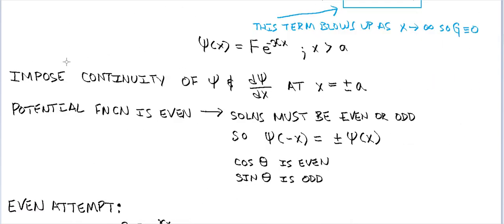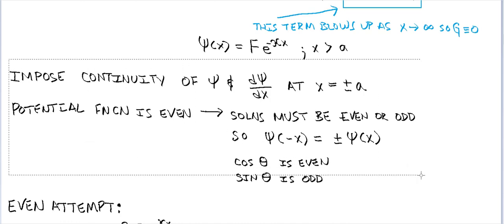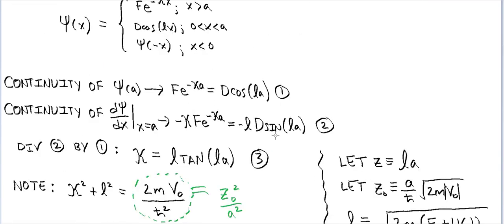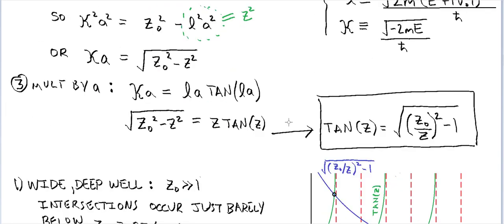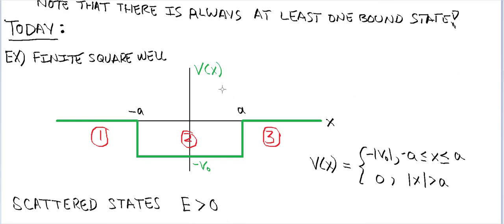But then remember that our steps were we imposed continuity of psi and d psi dx at the two boundaries between region 1 and 2 and between regions 2 and 3. So those are at x's minus a and plus a respectively. We had this idea that since the potential function is even, the solutions to the Schrodinger equation had to be either purely even or purely odd. We solved for the even attempt and got such.